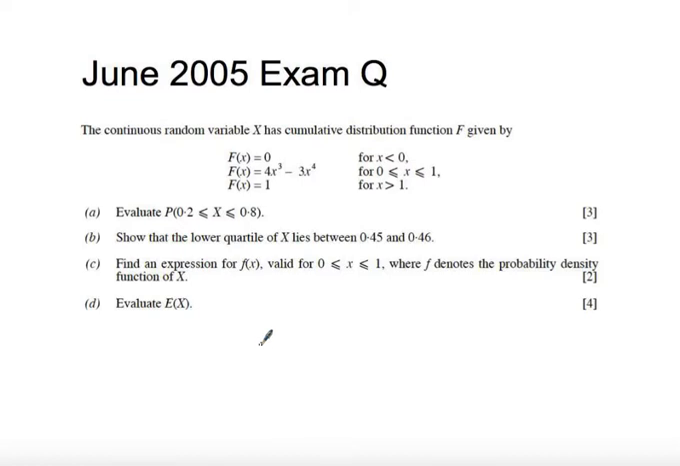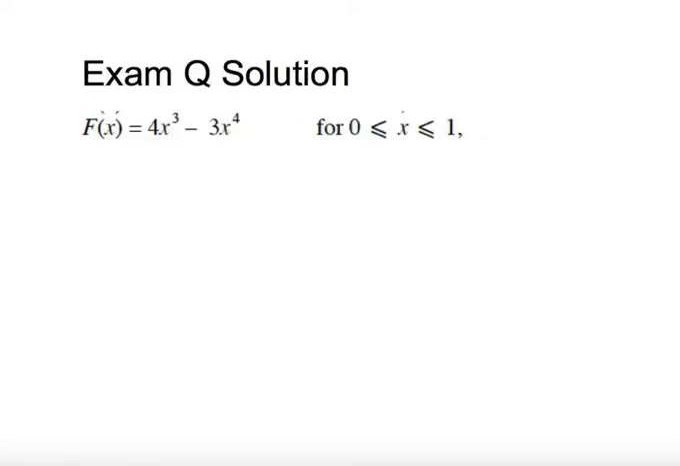We're told the continuous random variable x has a cumulative distribution function given by F of x is equal to 0 for anything less than 0. F of x is equal to 4x cubed minus 3x to the power 4 for x lying between 0 and 1. And F of x is equal to 1 for any values greater than 1. First of all, we're asked to evaluate the probability that x lies between 0.2 and 0.8. So we're trying to find the probability x lies between 0.2 and 0.8.